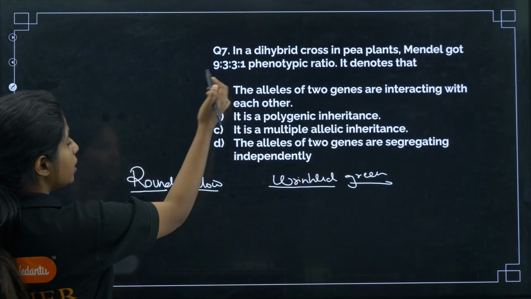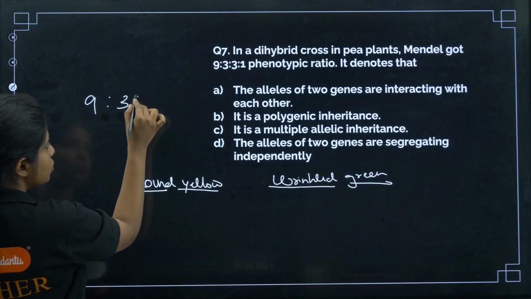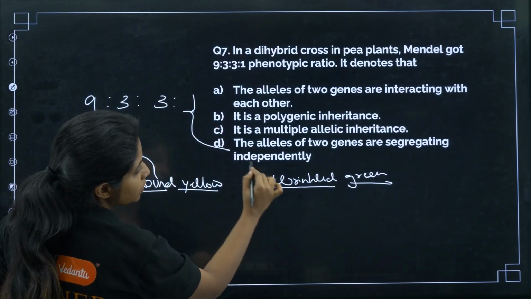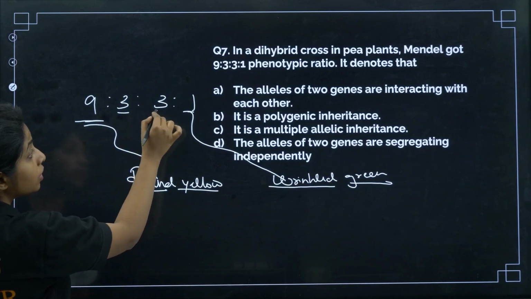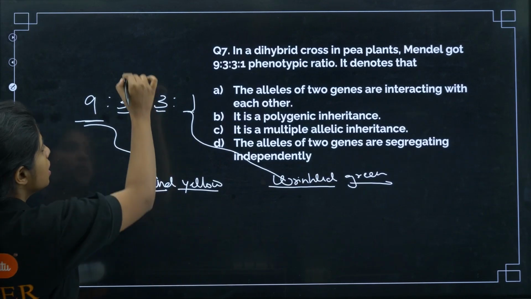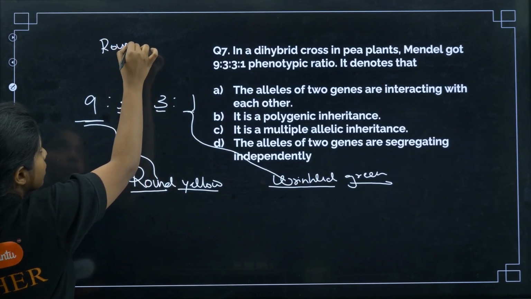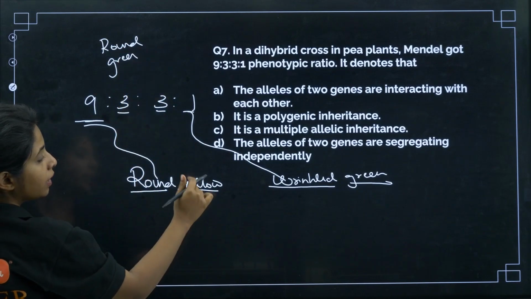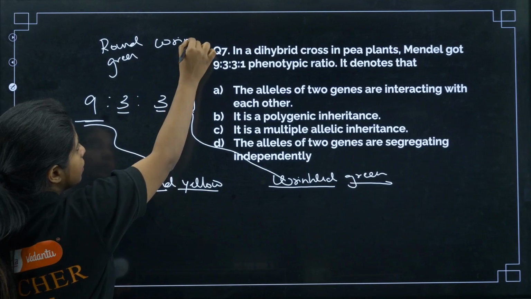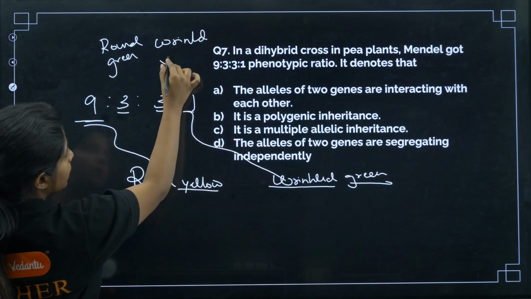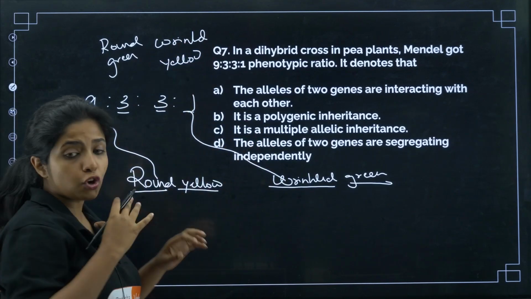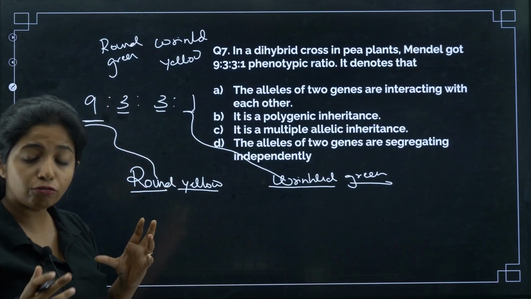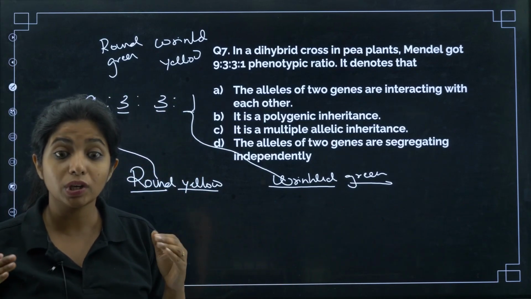Why? And over here, what is the ratio to suggest? 9:3:3:1 suggests that 9 of them are round and yellow, 1 of them is wrinkled and green, and 3 of them over here are new combination. It would be round, and instead of yellow, it would be green. And this would be again a new combination that will be wrinkled, and instead of green, it would be yellow. So how is this new combination possible, my dear children? Because the alleles of two genes are segregating independently. They are showing independent assortment.